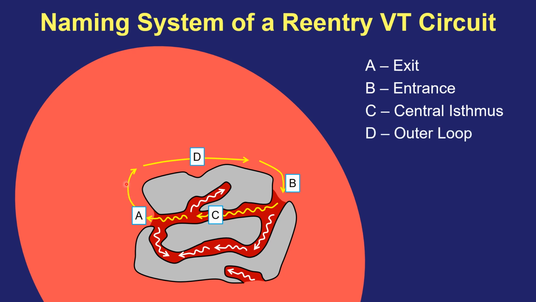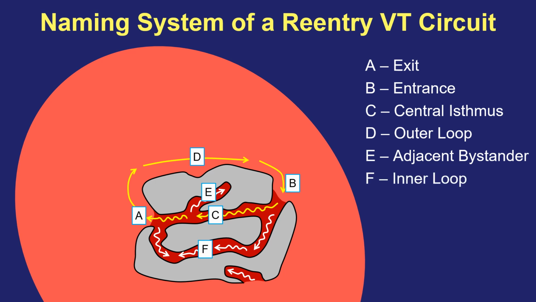The propagating wavefront that circumnavigates around the edge of the scar is known as the outer loop of the VT circuit. You can have channels that may be electrically connected to the isthmus but are blind ends traveling in scar but are non-essential components to the VT circuit, and this is called an internal or an adjacent bystander. You can have more complex communications with the circuit, for example, connecting at two different ends. This is known as an inner loop, and we'll review at the end of this presentation different types of inner loops.